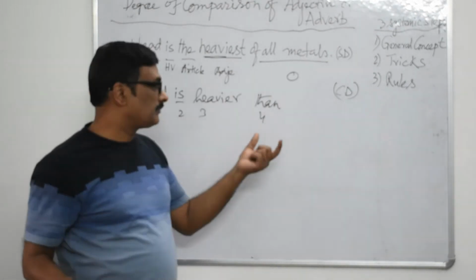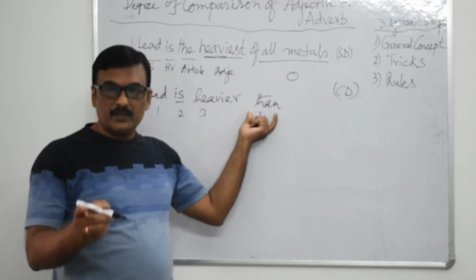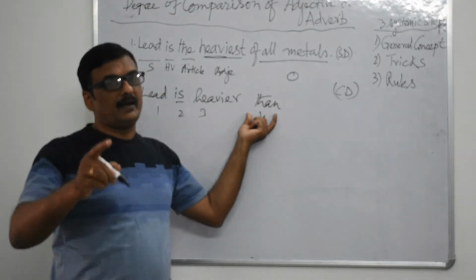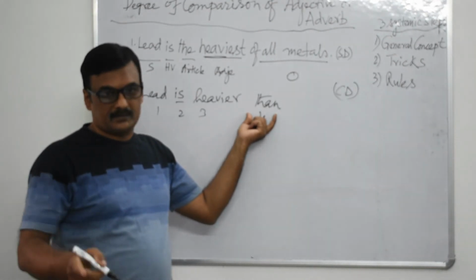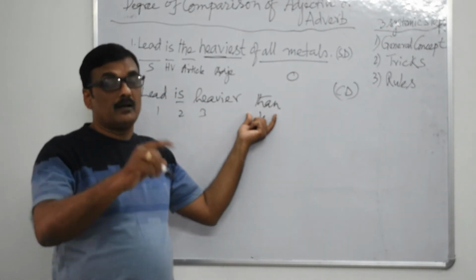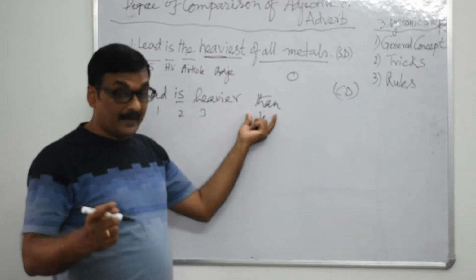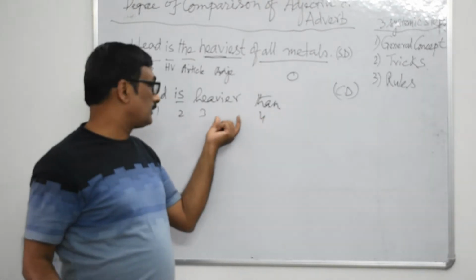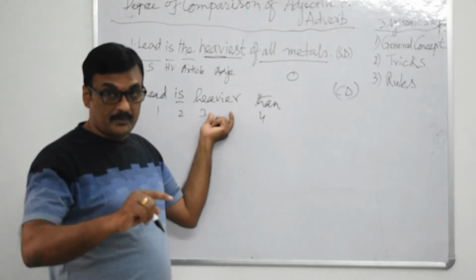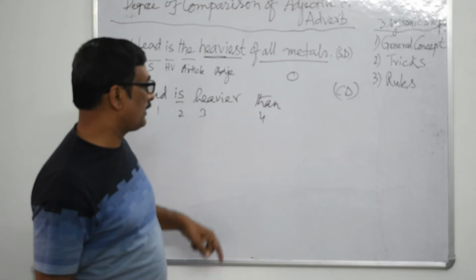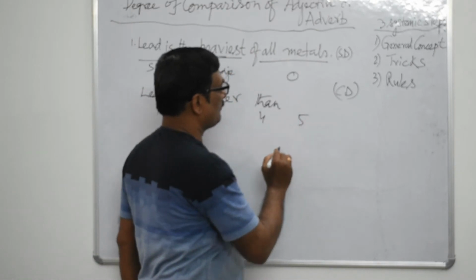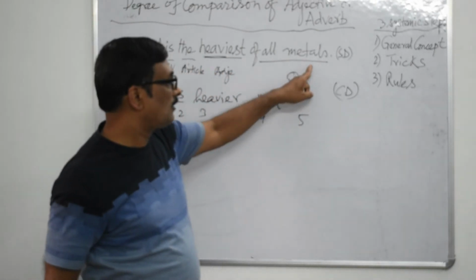Then number 4, in comparative degree, these are common and fixed or distinguishing mark: in every comparative degree, than will be there. So if in any sentence there is than, we can say, I am taller than, I am heavier than, I am fatter than, I am prettier than, I am more beautiful than. So if than is there after the comparative form of adjective, then it is certainly comparative degree. So lead is heavier than.